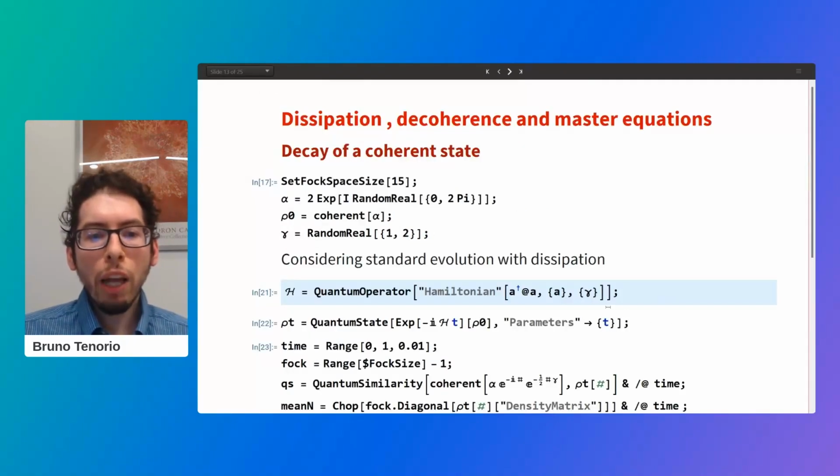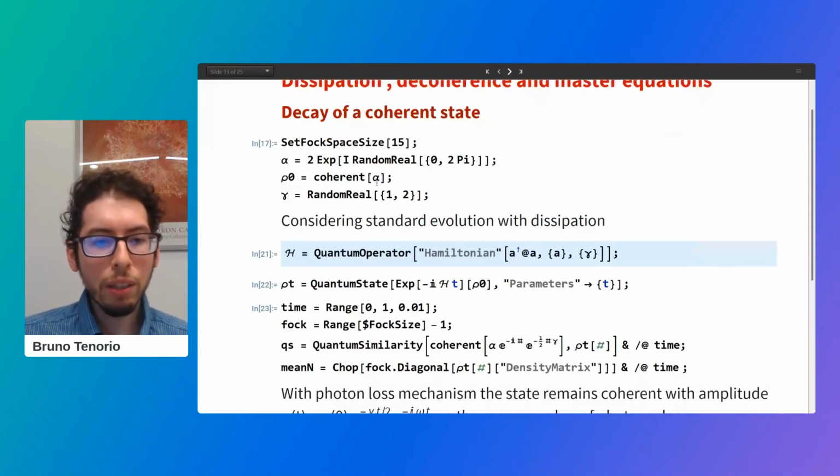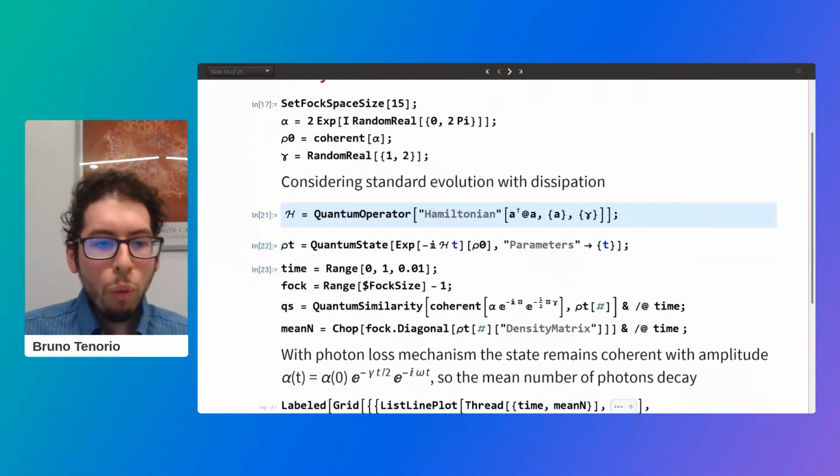Now let's move on to the other big topic, that is dissipation, decoherence, and master equations. Let's start with the case of a decay of a coherent state. We define the relevant definitions. The initial state is a coherent state. We consider this quantum operator Hamiltonian, so we pass just the regular number operator for the Hamiltonian. We consider a Lindblad jump operator, a single photon loss. In this case, we're just evolving with the exponential because this is time independent.